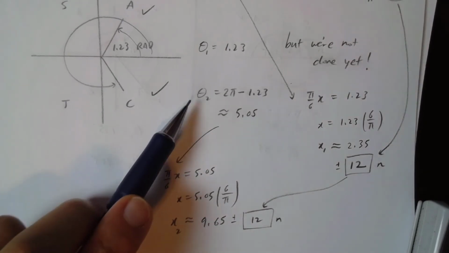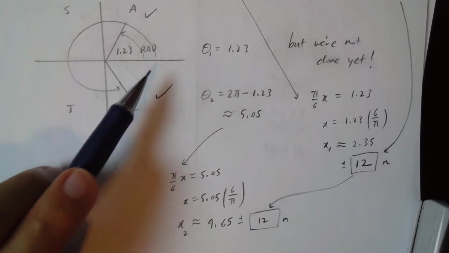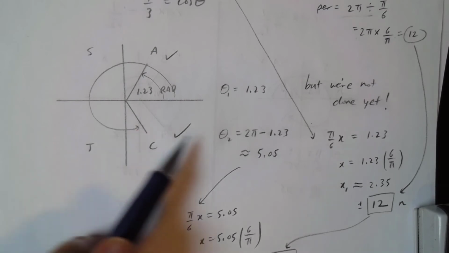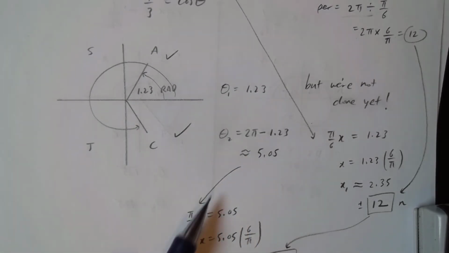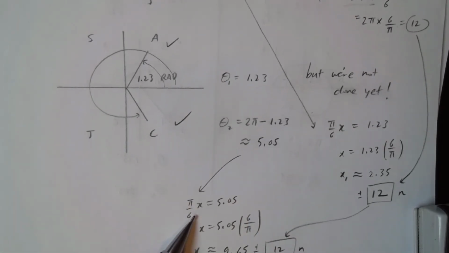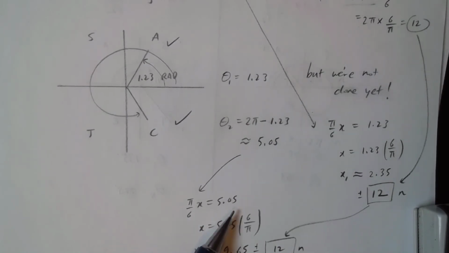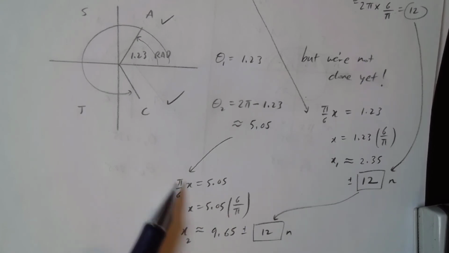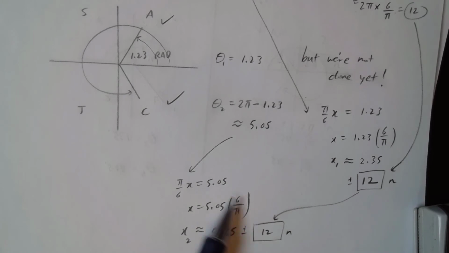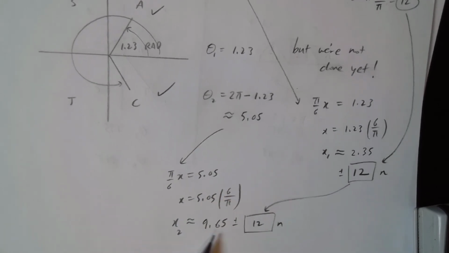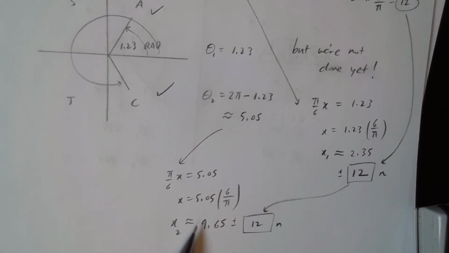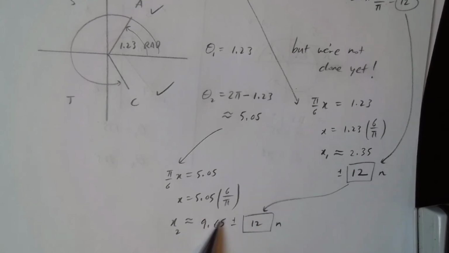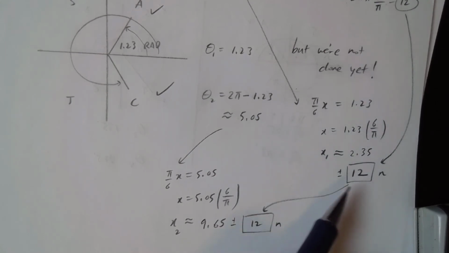As for your other theta value, the second theta value is all the way around here, which we figured out was 5.05. We're going to replace theta with π/6 x again. It's approximately 5.05. We multiply both sides by the reciprocal of the coefficient here. π/6 cancels out as long as you multiply by 6 over π. Using a calculator, we have about 9.65. And this is the actual real solution. To find the general solution, we go plus minus the period n. So these are your general solutions.